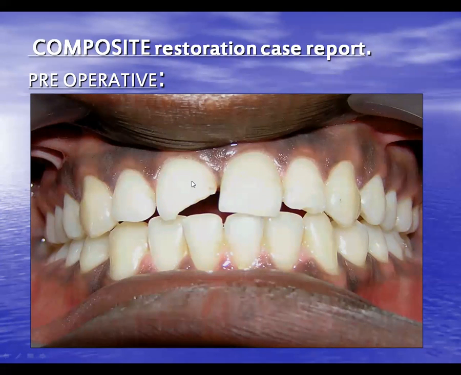So here we have to place a composite. The first and foremost step is to do scaling and polishing of this adjacent tooth and the current tooth.